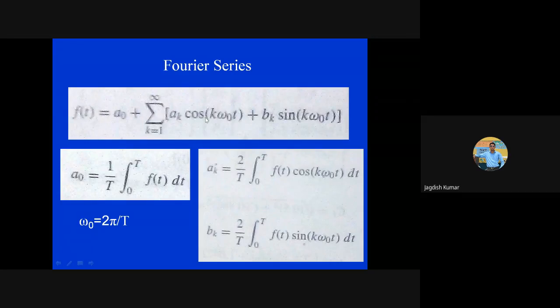So let us take sine of 1 into omega naught t. Let us take k to be equal to 1. Then what will be the periodicity? And let us assume that omega naught is nothing but 2 pi by capital T. Then what will be the periodicity of this function, sine of omega naught t with omega naught equal to 2 pi by capital T? I'm asking you to find out what will be the periodicity of this function.